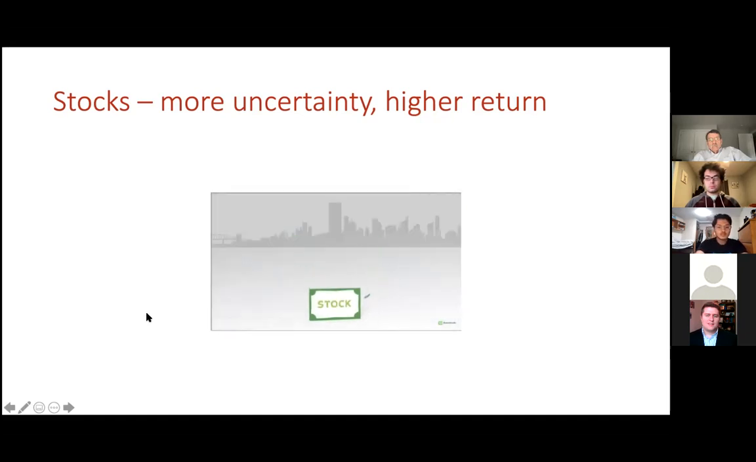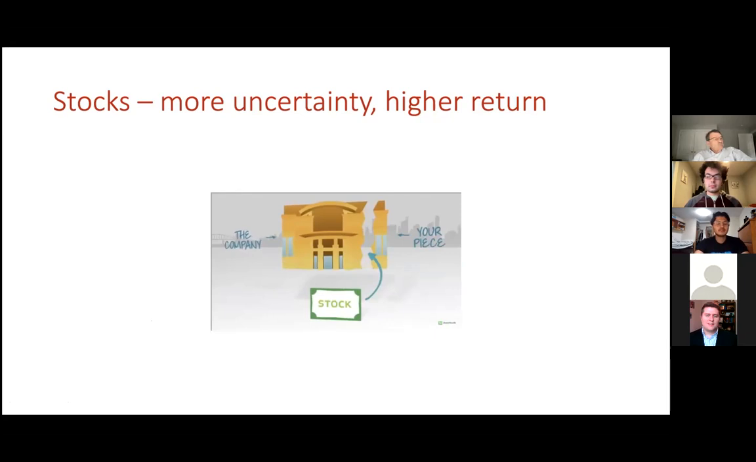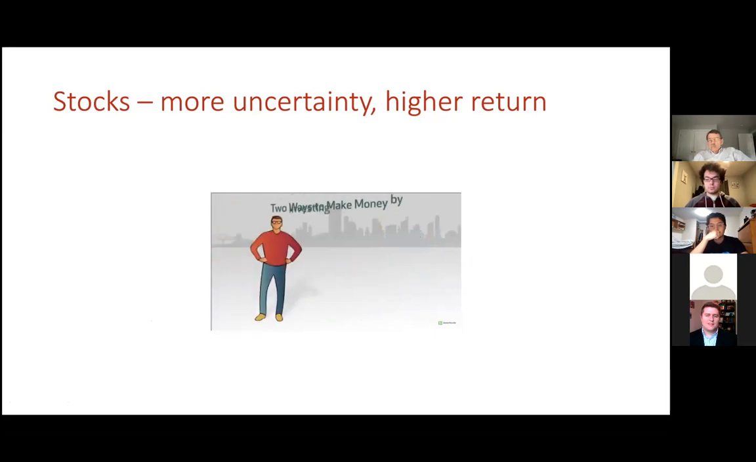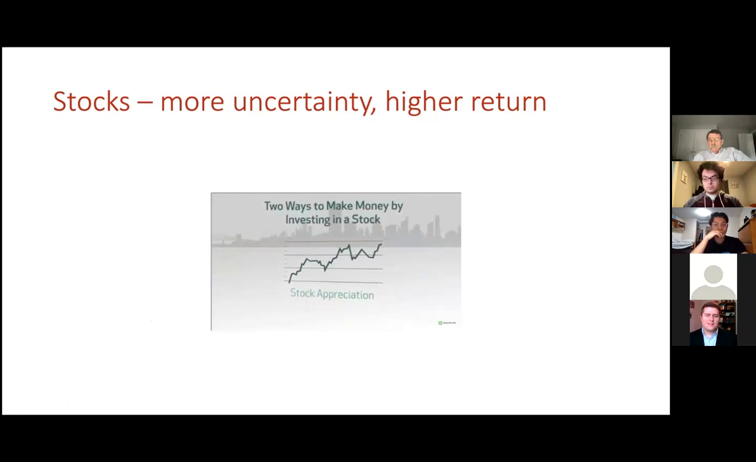A stock represents partial ownership of a company. When you purchase a stock, you're buying a piece or a share of a company. By owning a share, you own a small fraction of the company's assets and have a claim on its future earnings. There are two ways you can make money by investing in stock. The first is through stock appreciation, when a stock you own goes up in value. If an investor bought the stock at one price and the price went up, the investor could then make money by selling the stock to another investor at the higher price.